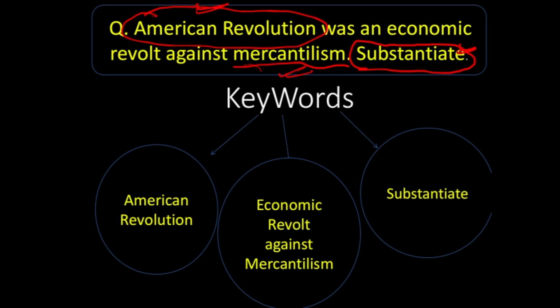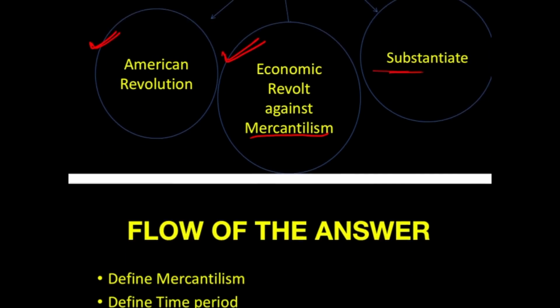So as we always do, we firstly recognize the keywords. Keywords are the first thing we do after reading our questions. So first is American Revolution. Whenever we hear the word American Revolution, the time period should come in our frame. Second is the economic revolt against mercantilism. So mercantilism is the next term which we have to elaborate in our answer, and substantiate, I told you, we have to put in examples.